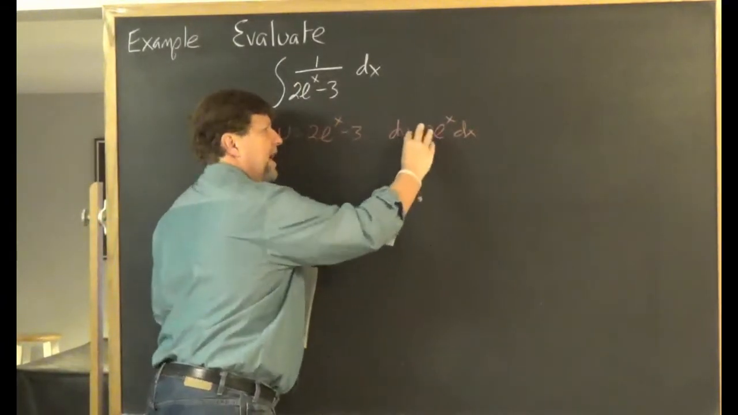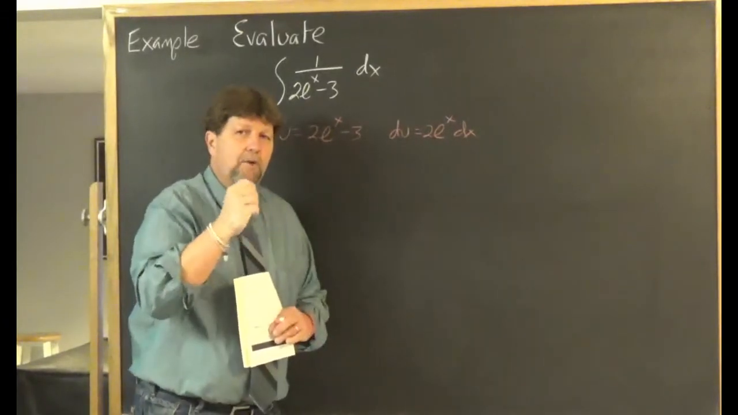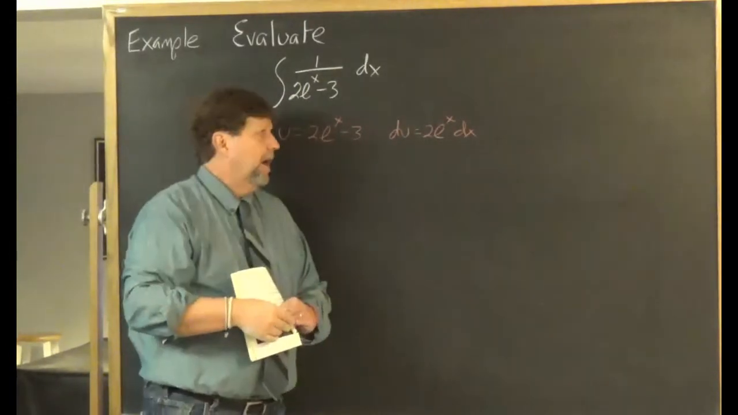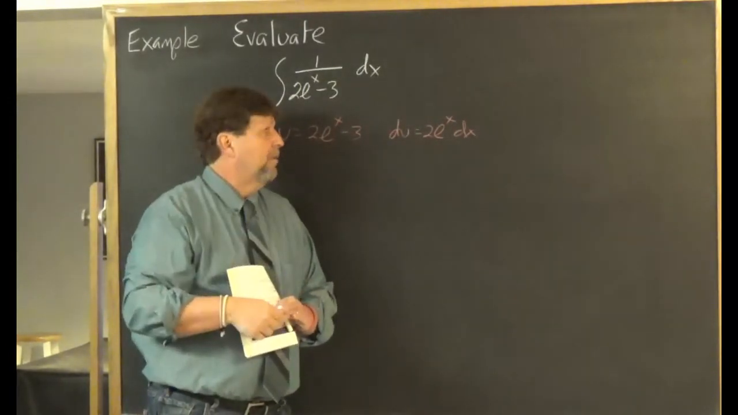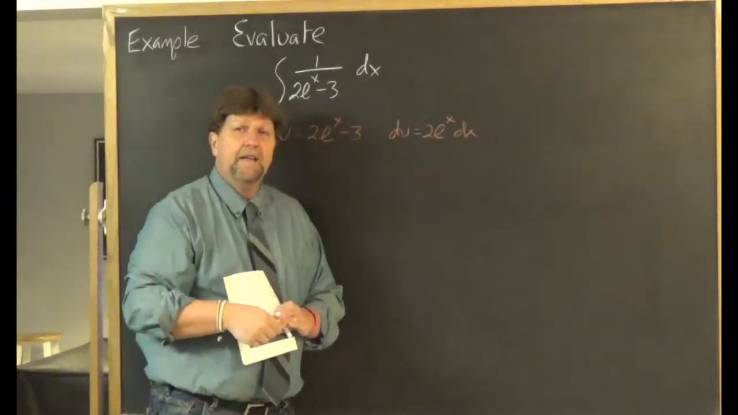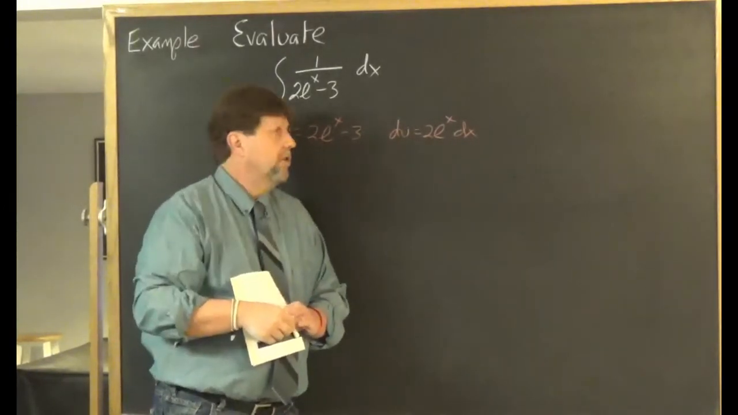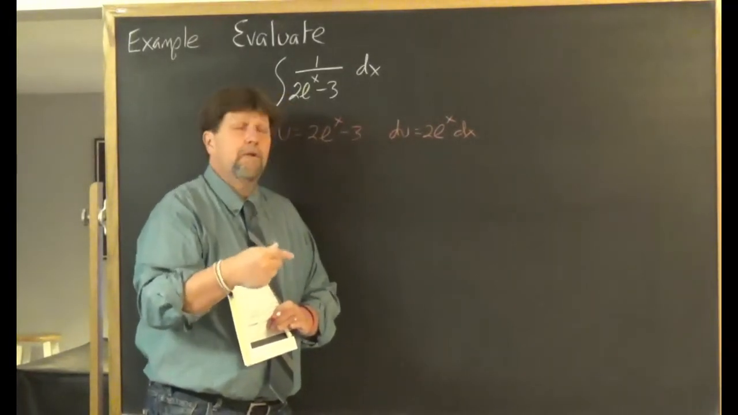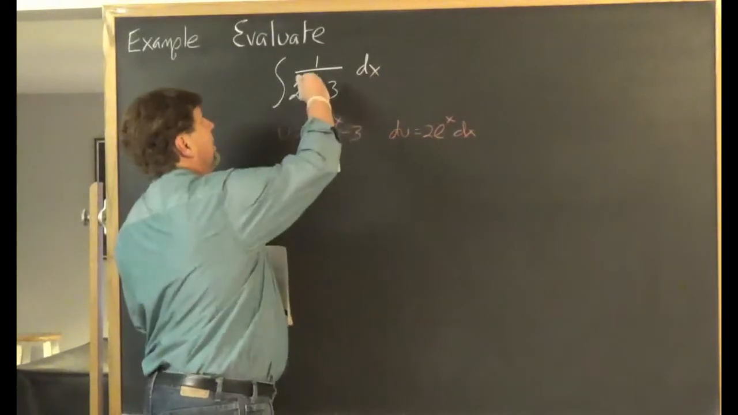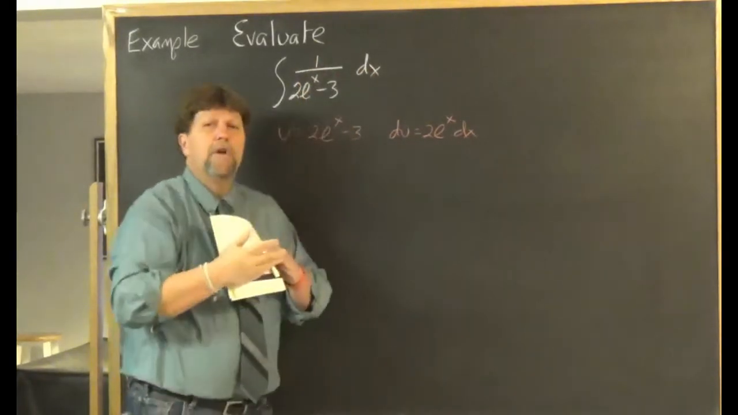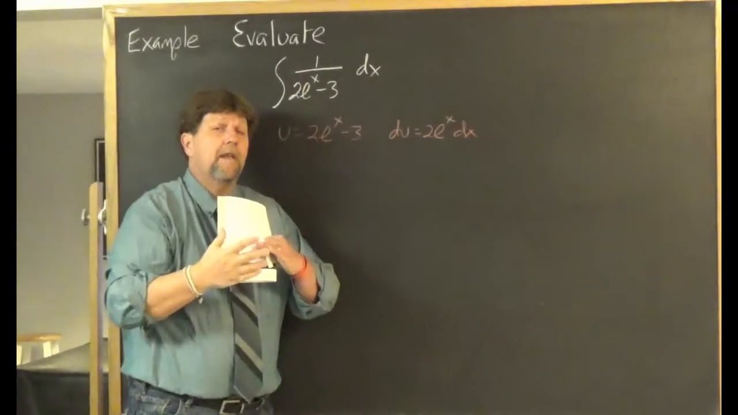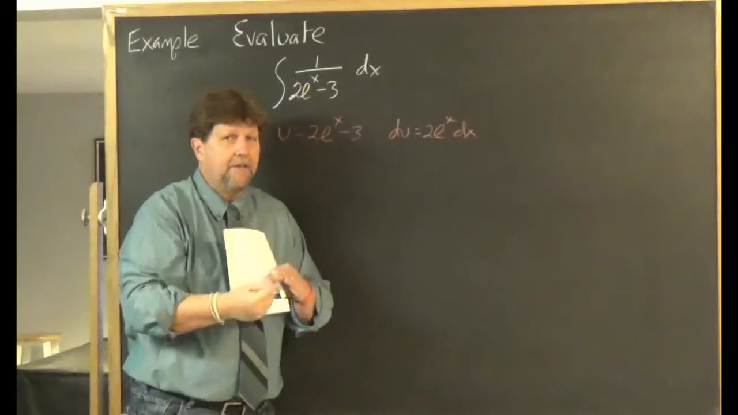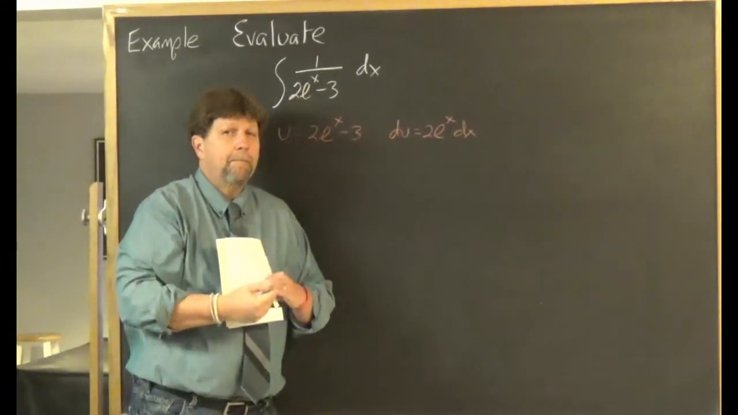I can't massage my du statement to just have a 1 dx. If you're thinking, well, you could multiply both sides by 1 over 2e to the x, so you'd have 1 over 2e to the x du equals dx, and then substitute that in for the dx, that wouldn't work, because my integrand would end up having an x in it and a u in it, and I'd be integrating with respect to u. I can't do that yet.